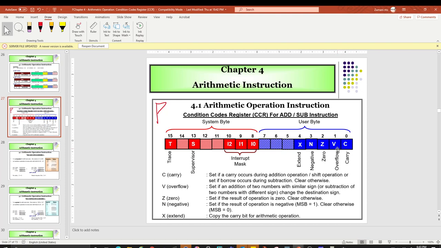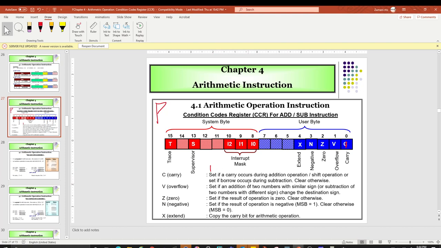So let's look one by one at the status register bits, starting with carry. What is the definition of it? The definition says that it is set, and set means one, if a carry occurs during an addition operation or shift operation. It will go to one here. It is also set if a borrow occurs during subtraction. So there are two conditions here: if a carry occurs or a borrow occurs.